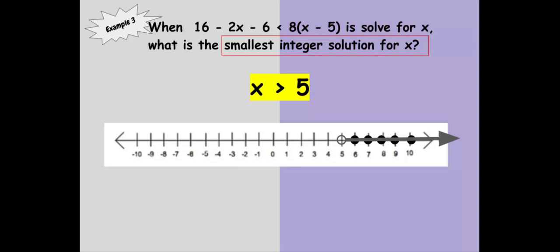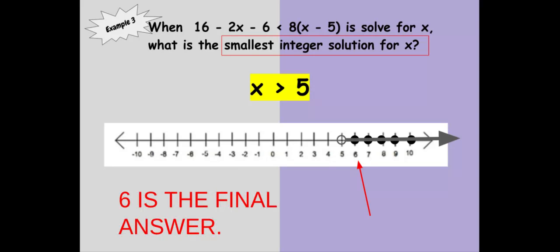And now we ask ourselves, what's the smallest integer solution? An integer is a positive or negative whole number. So when we look at our number line, that would be 6. 6 is the smallest integer that satisfies that inequality. Everything else is bigger. So 6 is the final answer.